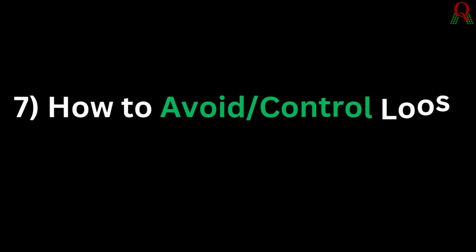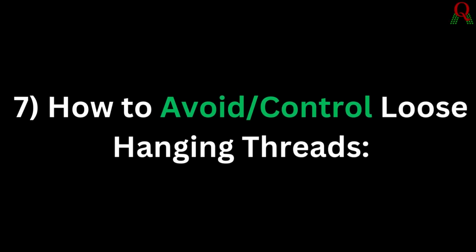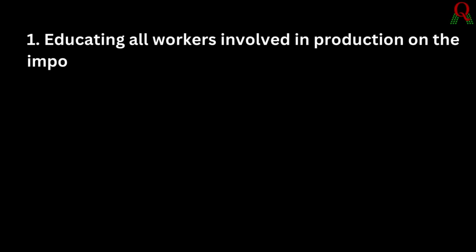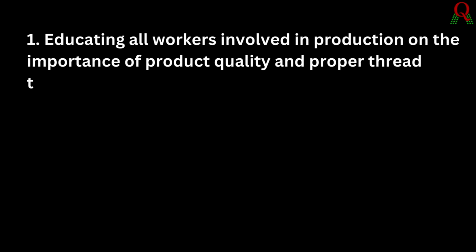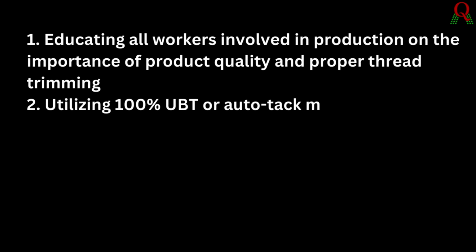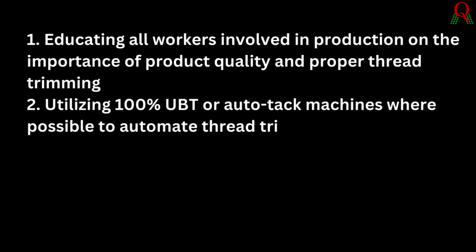7. How to avoid or control loose hanging threads. Educating all workers involved in production on the importance of product quality and proper thread trimming. Utilizing 100% UBT or auto-tack machines where possible to automate thread trimming.